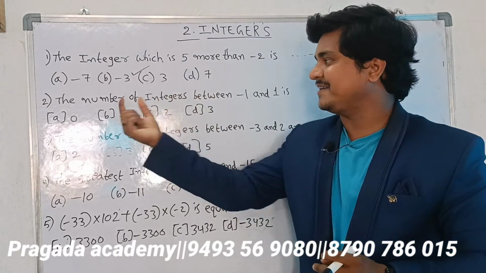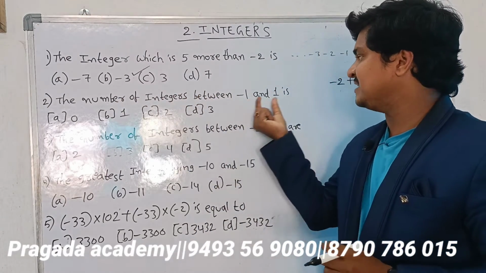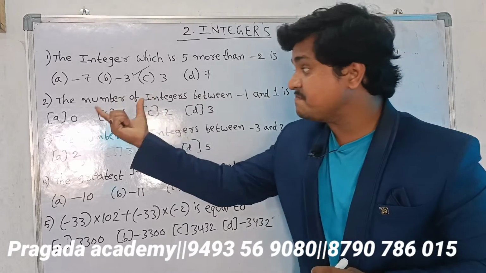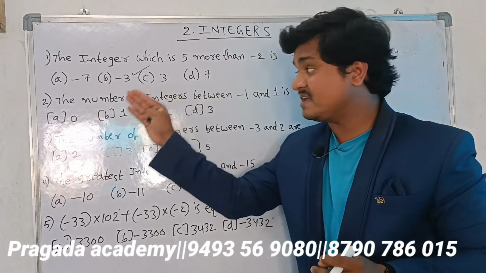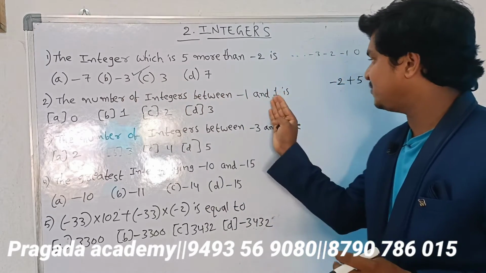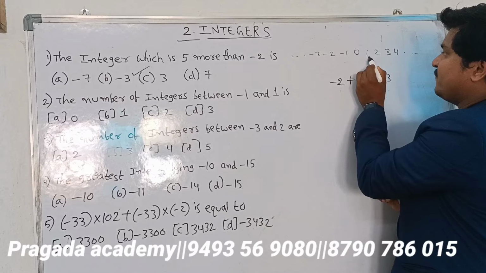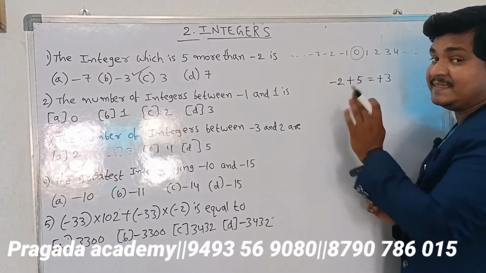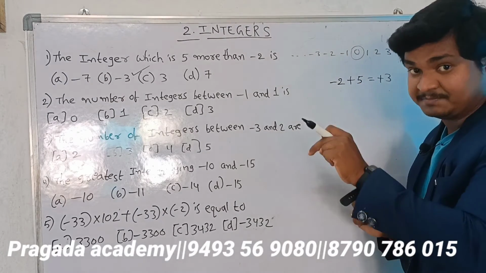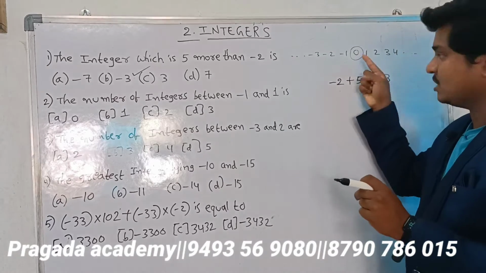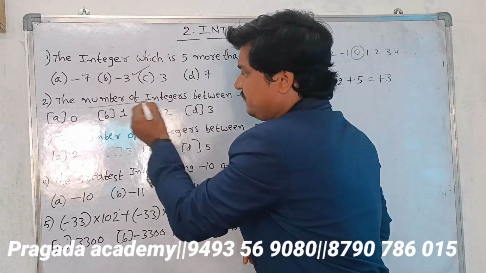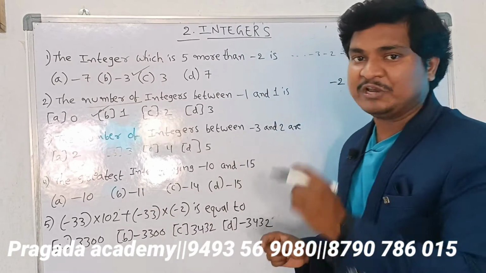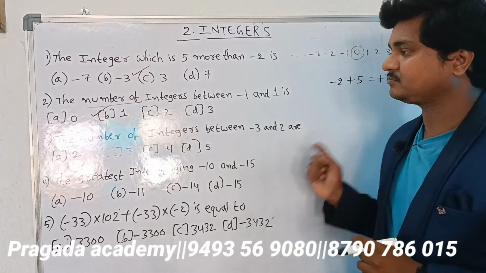Coming to the second bit, the number of integers between -1 and 1. They are asking the number of integers, not the number in between -1 and 1. So between -1 and 1, we have 0 only. The answer is not 0. They are asking not a number, they are asking how many numbers. Only one number, that will be 0. They are asking number of, so that's why the answer will be 1. Only one integer will be there, that will be 0.